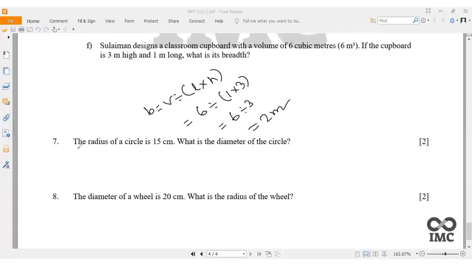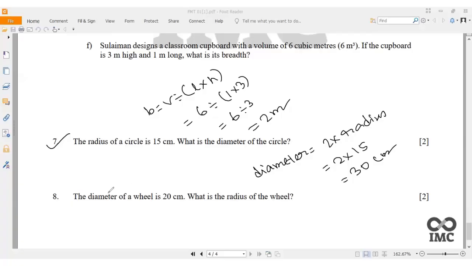Very simple. Number 7. The radius of a circle is 15. What is the diameter? When we solve this one, we need to write the formula properly. Diameter equal to 2 multiplied by radius. You need to write this one. So 2 multiplied by 15, that will be 30 centimeter.